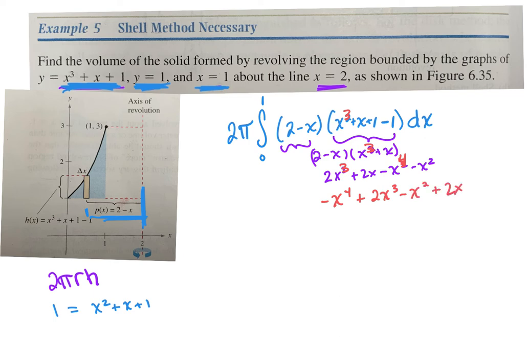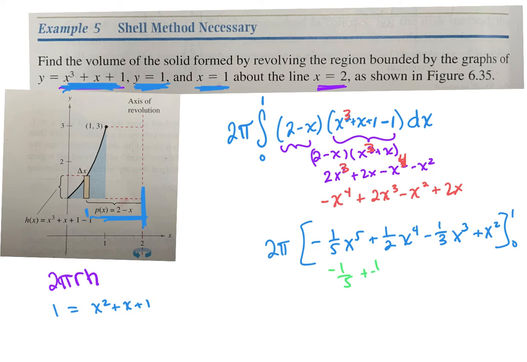And now I'm going to do the antiderivative of that one. So I have -1/5 x to the 5th plus 2/4. So that's 1/2 x to the 4th minus 1/3 x cubed. 2 over 2, that's going to cancel to just x squared. Don't forget you have a 2 pi out here, and you're going from 0 to 1 there. You end up with just all ones. So we have -1/5 plus 1/2 minus 1/3 plus 1.